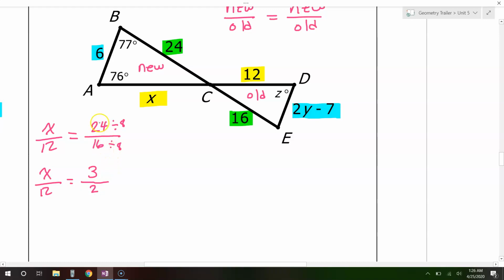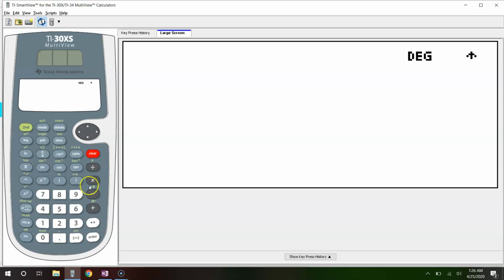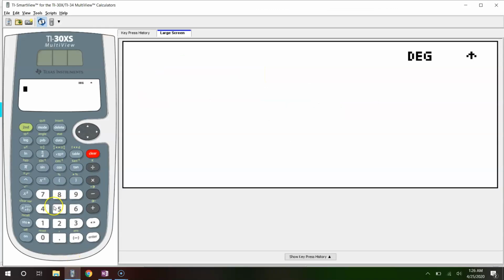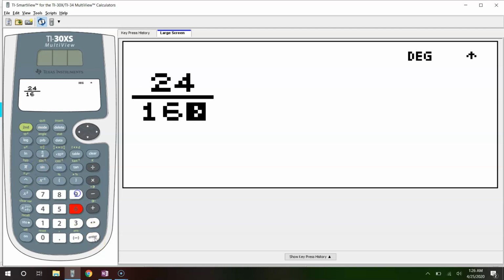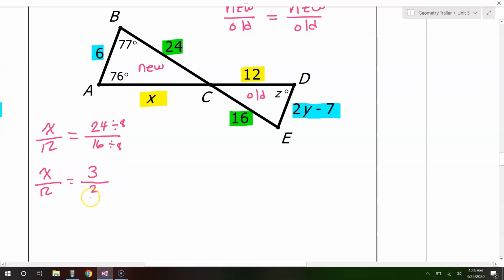Now in this case, 24 and 16, they're divisible by 4. They're divisible by 2. So some of you would have struggled to reduce that. You wouldn't have seen the 8 right away. So if that's a challenge for you, use your calculator. 24 over 16. Boom, 3 over 2. Okay, easy as pie.